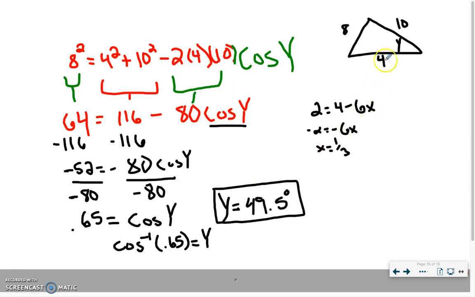So that means this angle Y is 49.5, which then tells you that this angle right here is going to have to be bigger than that because 10 is bigger than 8. It also tells you that the angle up top would have to be smaller than that due to the fact that 4 is smaller than 8.